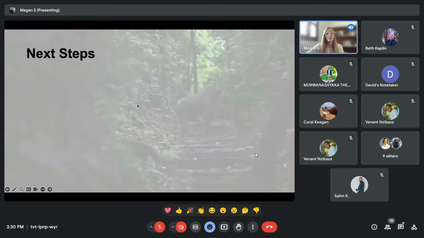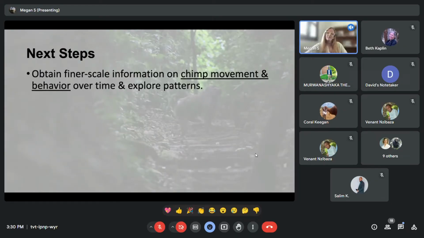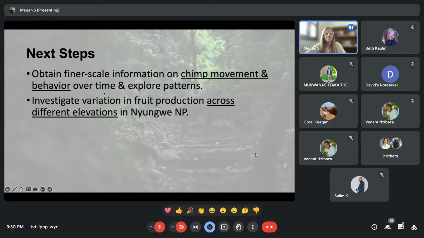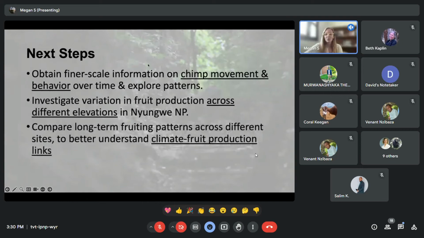The next steps for these analyses are to obtain finer scale information on chimp movement and behavior patterns over time, investigate the variations in fruit production across different elevations in Nyungwe National Park, and also compare the longer-term fruiting patterns across different sites to better understand some of these climate and fruit production links.